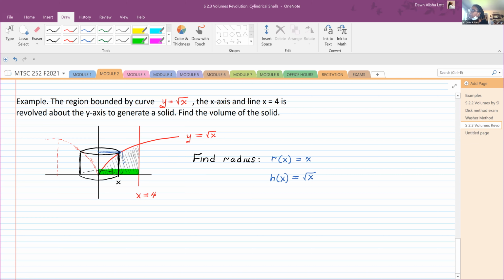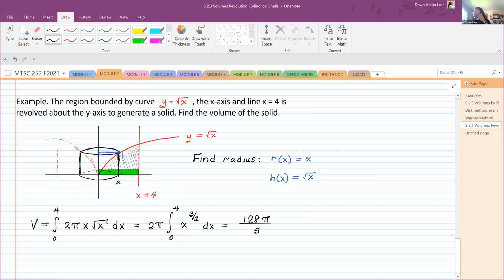So once I've identified that, I now know that my volume is the integral from 0 to 4 of 2 times pi times my radius, which is x, and my height, which is the square root of x, dx. So this becomes 2 pi, the integral between 0 and 4 of x to the 3/2 power dx. And that integral turns out to be 128 pi over 5.